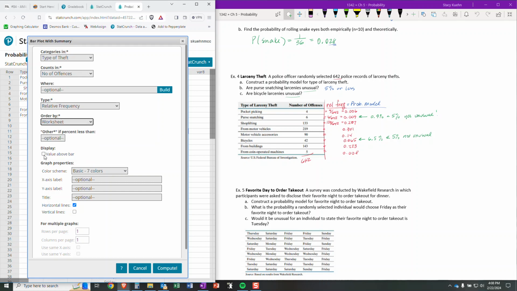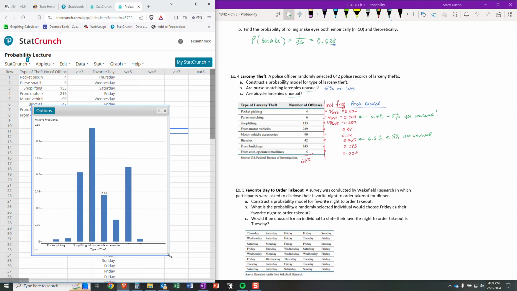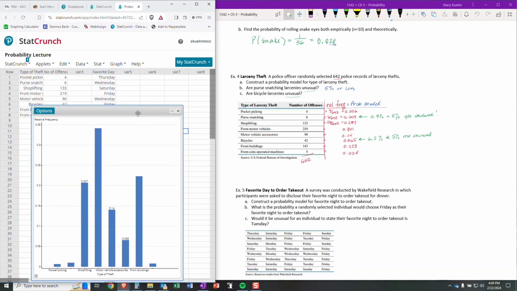Now, because I am trying to minimize the time I'm spent looking at this bar graph, and maybe I need to do this quickly for a quiz or a test, I'm going to have the value displayed above the bar for me to quickly identify. Hit compute. Let's make this bigger.